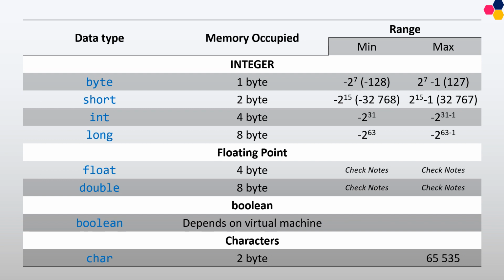In this table, we have listed the primitive data types, along with the amount of memory each data type occupies, and their respective ranges. Pause the video and go through the table, or take a screenshot. Also check the notes, which I recommend. In the next video, we will see how to calculate the range of any data type.